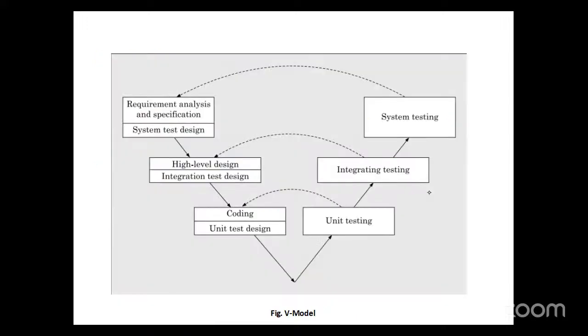Let us see. We have one set of phases on the left side and another set on the right side. On the left side we have requirements analysis and specification, system test design, high level design, integration test design, coding and unit test design. On the right side we have unit testing, related to the coding and unit test design, integration testing, related to the high level design and integration test design, and system testing, related to the requirements analysis and specification.